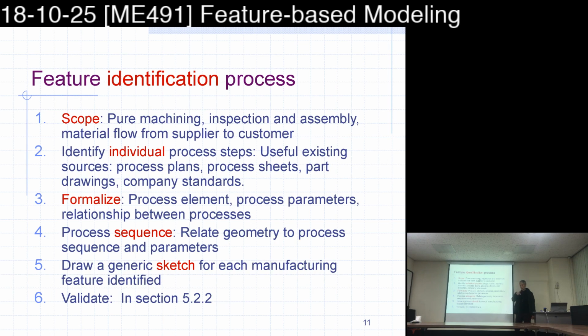CAPP, computer-aided process planning. Process parameters, process sheets, part drawings, and company standards. So then formalize process elements, process parameters, and the relationship between process and sequence, the step sequence, geometry to process sequence, and then draw a generic sketch of each manufacturing feature identified. Now it comes to the identification of features.